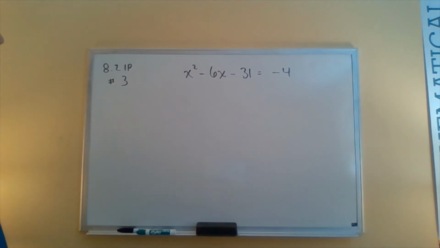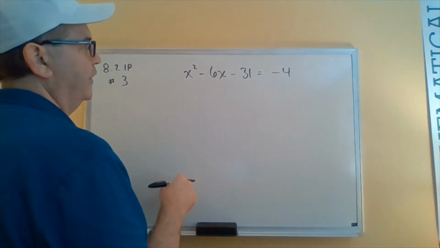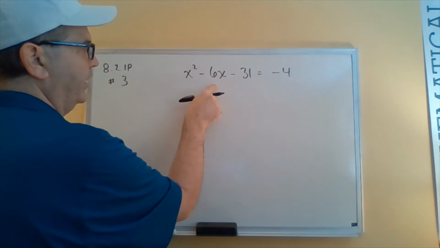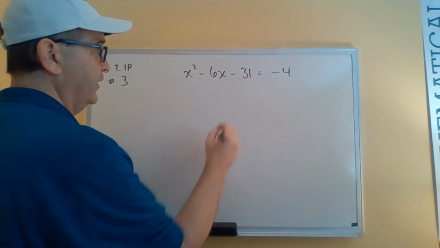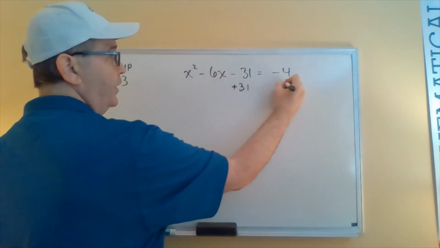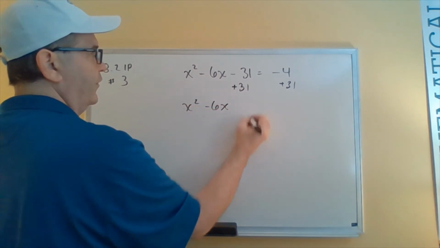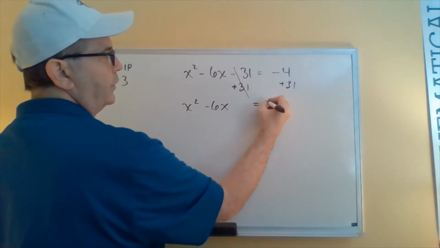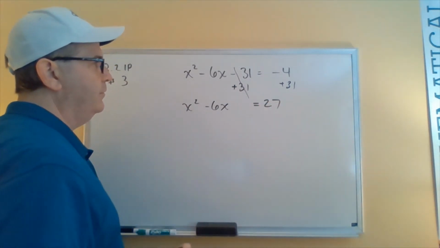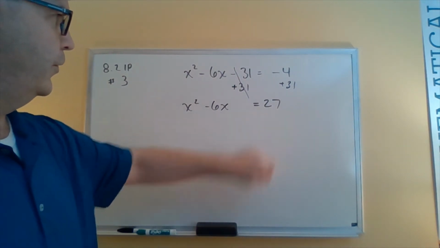Number 3, I have x squared minus 6x minus 31 equals negative 4. I want to rewrite this so my variable terms are on the left, my constant is on the right. So I want my x squared and my negative 6x on the left, and my constant by itself on the right. So I'm going to add 31 to both sides. That'll leave me with x squared minus 6x. My 31s cancel out. Negative 4 plus 31 is going to be positive 27. So here's my equation. I have my variable terms on my left, constant alone on the right.